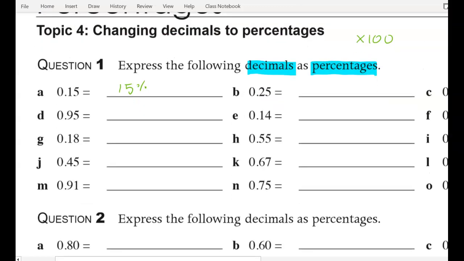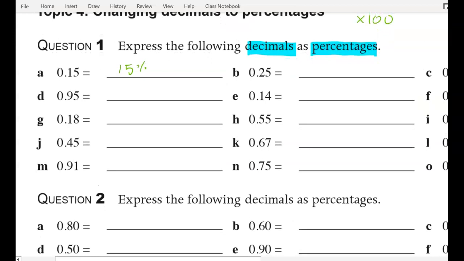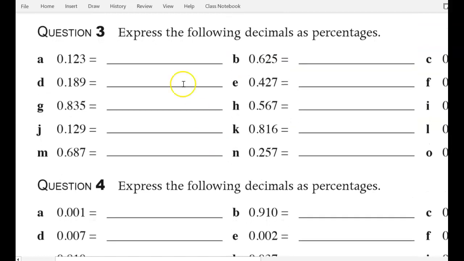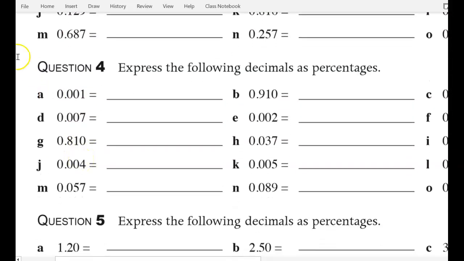I think lots of you are going to be able to do those ones in your head, because when you see the format of them, you're going to fly through those really quickly because you're probably used to those in primary school. The last couple, you're still going to times by 100. We're just going to end up with numbers like 12.3% when we times by 100, or 68.7%. Down the bottom, you're going to get weird looking numbers. You're going to get 0.1%, so a very tiny amount.